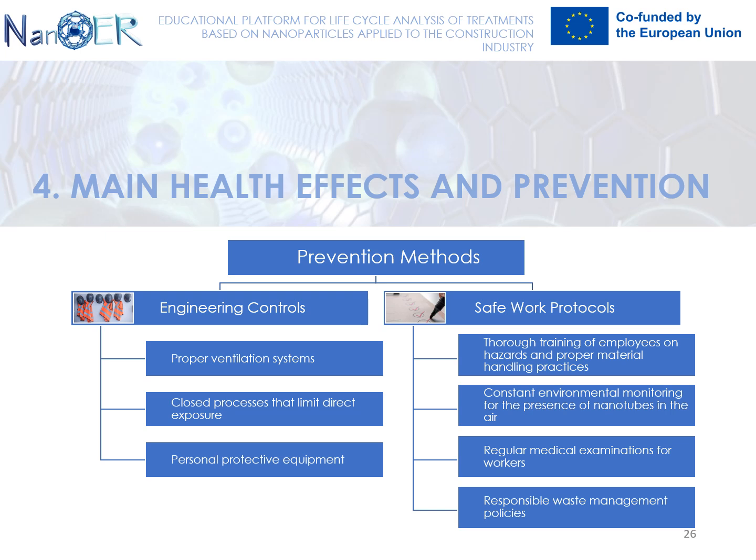Prevention methods, both engineering controls and safety work protocols, need to be considered. The engineering controls that should be taken into account are ventilation systems, closed processes that limit the direct exposure, and the use of personal protective equipment. Training of employees on hazards and proper material handling practices is a prerequisite. Constant environmental monitoring for the presence of nanotubes in the air should be running. Regular medical examinations for workers are also important, and responsible waste management policies should be followed.